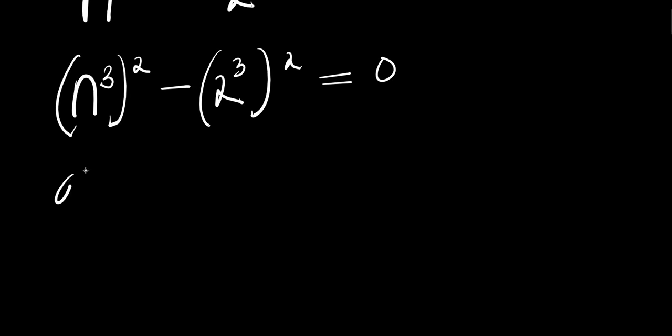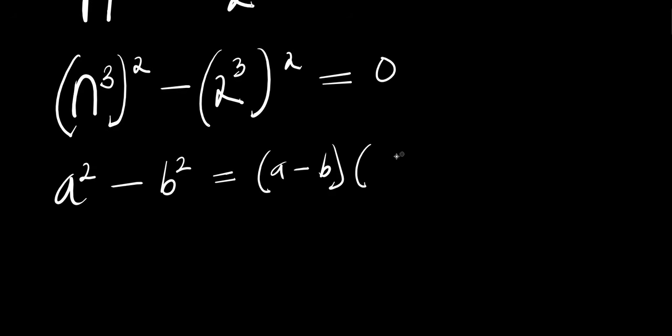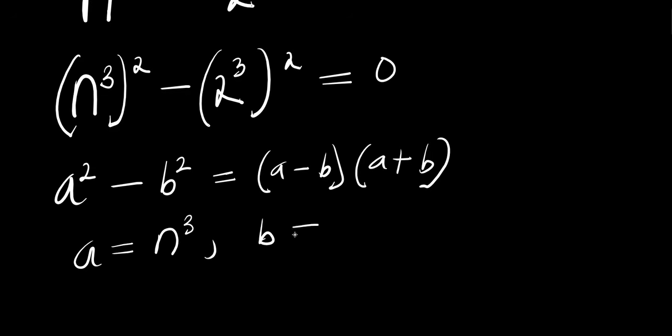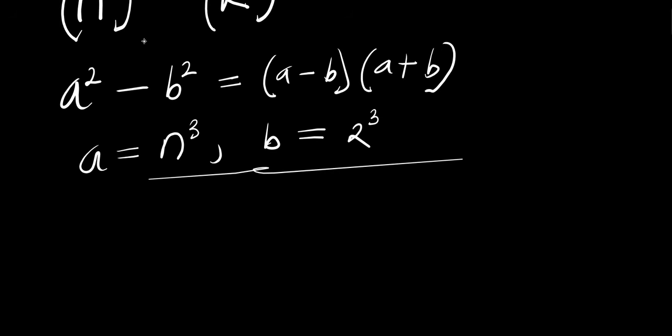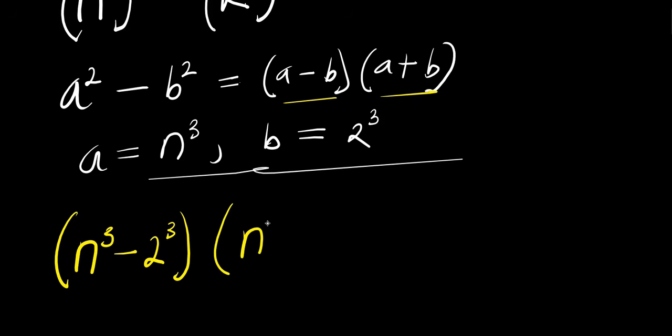So, if you have a squared minus b squared, this equals a minus b times a plus b. So right now, my a is n power 3 and my b is 2 power 3. So what we are going to do is to insert it right here. We have n power 3 minus 2 power 3 times n power 3 plus 2 power 3 equals 0.